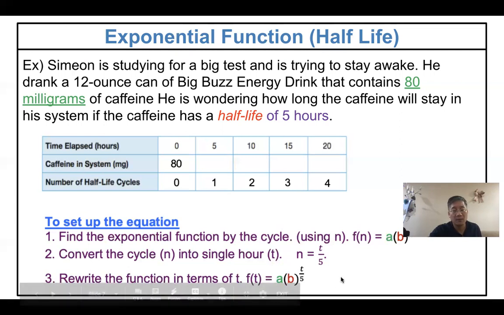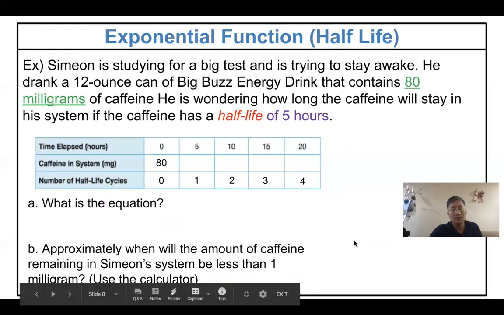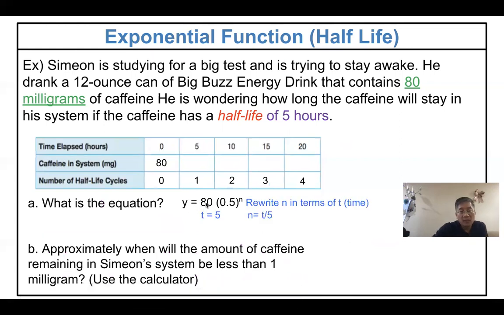But I will explain one more time. Look here. So 80 times 0.5, which is half to the n power. But instead of n, we should write n equal to t over 5. T is the time, okay? Or you can use x. So n is the cycle here. Each cycle, it becomes half. N equal to 1, so it becomes 40, right? N equal to 2, you multiply by 0.5 one more time, it's 20, it becomes half.